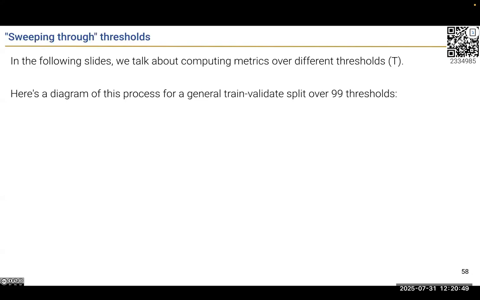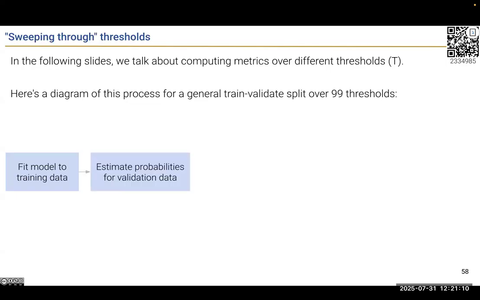So, like I said, precision and recall both depend on the thresholds you choose. So we can actually use precision and recall to help us pick a threshold. Here's how we're going to do it. We have some training data. We fit our model to our training data and generate estimated probabilities for our validation data. So we did a train validation split here, and we estimate probabilities for the validation data.